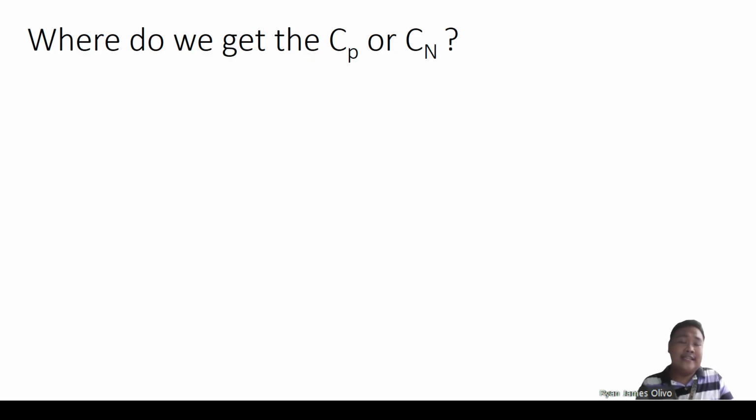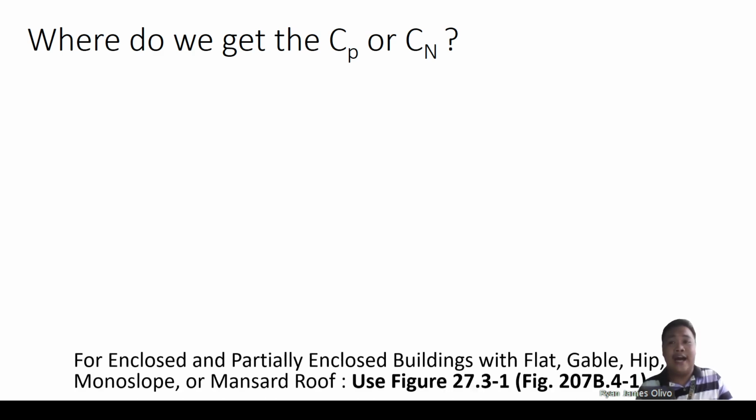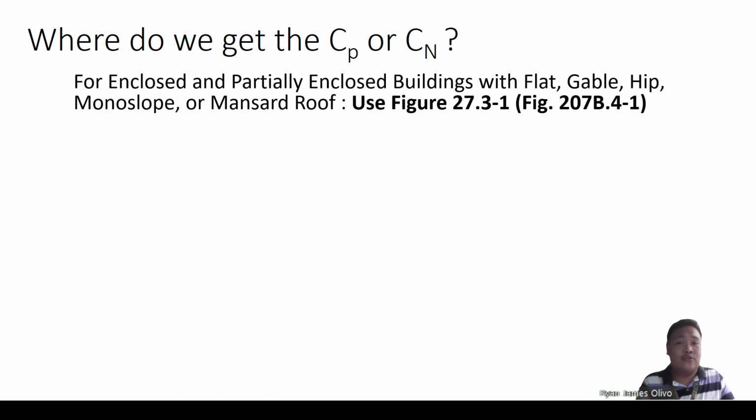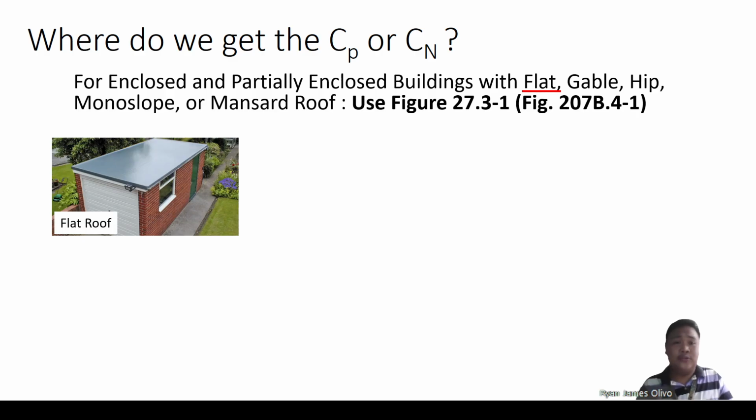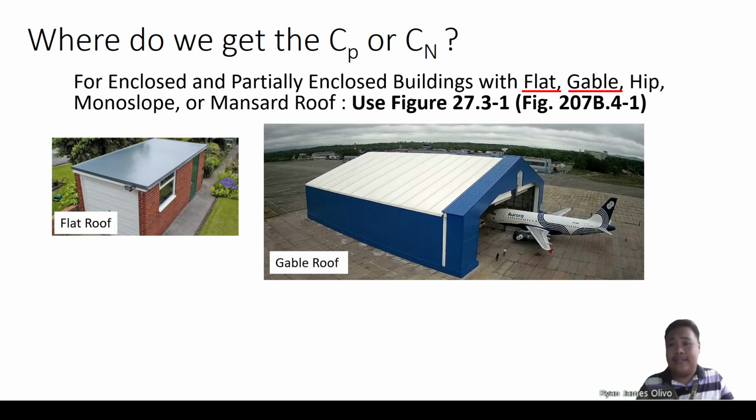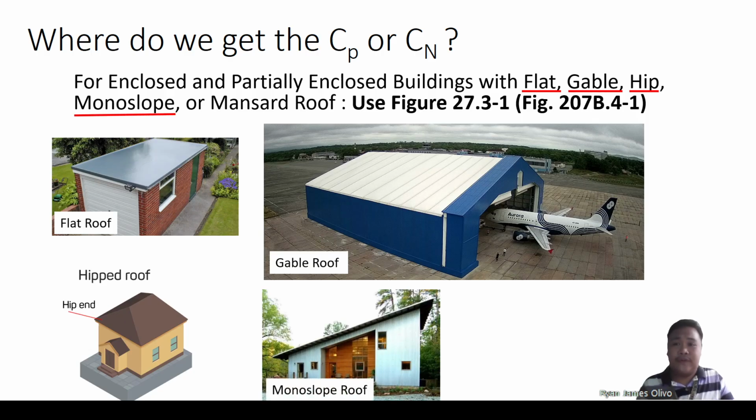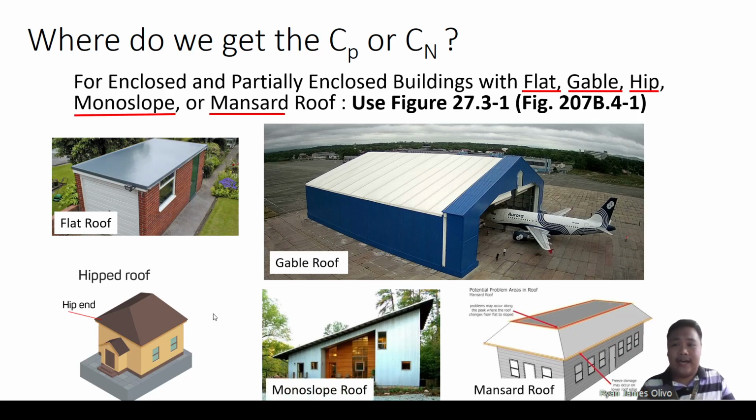ASCE 7-16 and NSCP 2015 are almost the same, and we can get it from their provisions, under different figures. We will discuss first the enclosed and partially enclosed. For enclosed and partially enclosed, we have the flat roof, the gable roof, the hip roof, monoslope roof, and mansard roof. As you can see, we have different roof types, but for the sake of this lecture, we will do the gable roof.